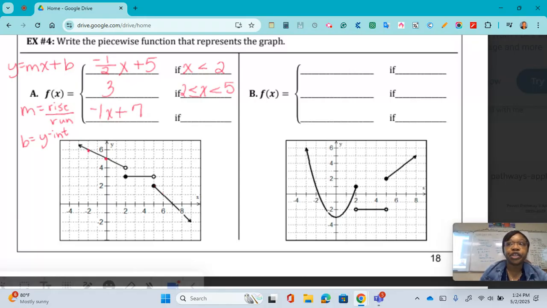But I have a restriction. This restriction is going to the right. So is my x values greater than or less than? Greater than. X is greater than what x value? 5. Will I put a line under it? Yes, because it is a closed circle. Do I have any questions?